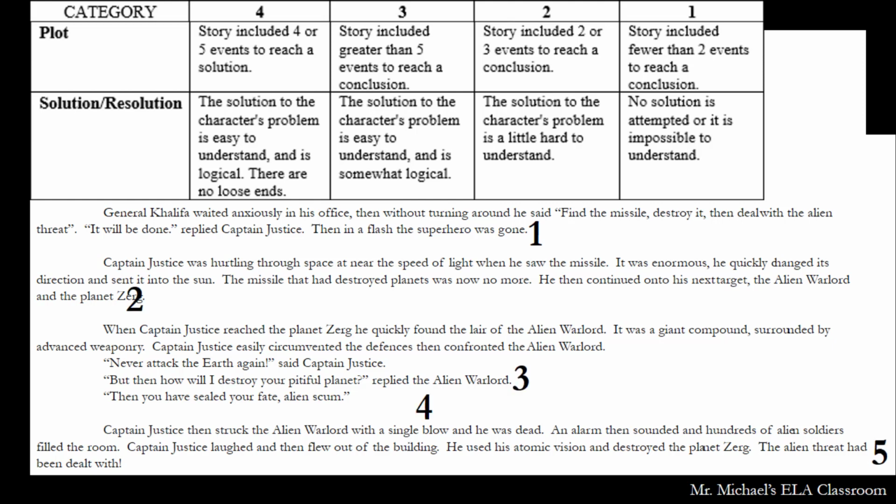The plot has 5 events. So that is a 4. The solution uses atomic vision and destroyed the planet Zerg after he killed the alien warlord. That's pretty well explained, and there are no loose ends.